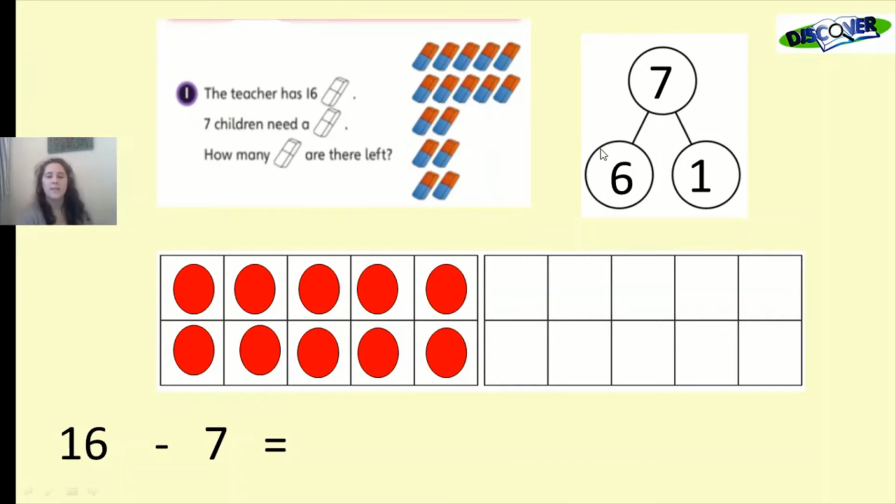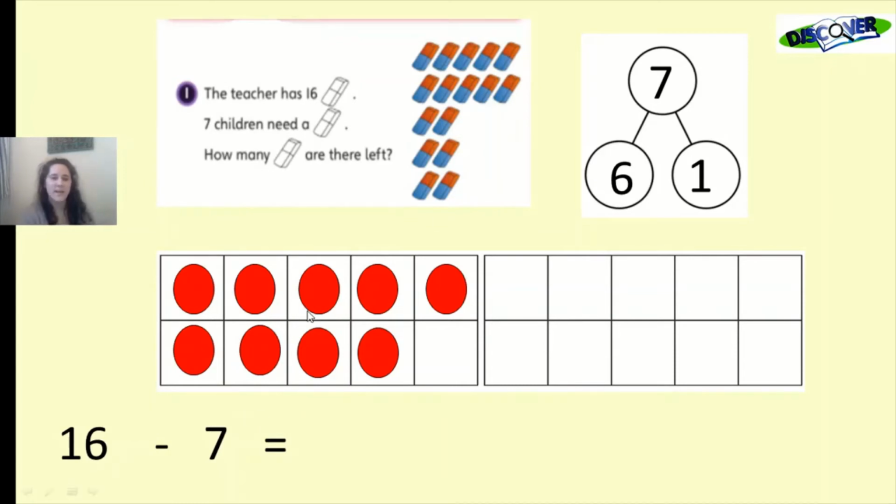Now that I've taken away 6, I need to look over here for how many I need to take away now. Can you see how many I need to take away? Brilliant, just 1. So you ready? From the group of 10 that I've got left, I'm going to take away 1 counter. There it goes. Now that I've taken away 7, can you remind me, how do I find the answer?